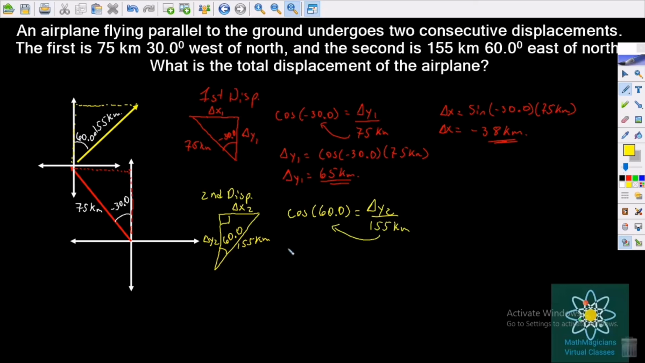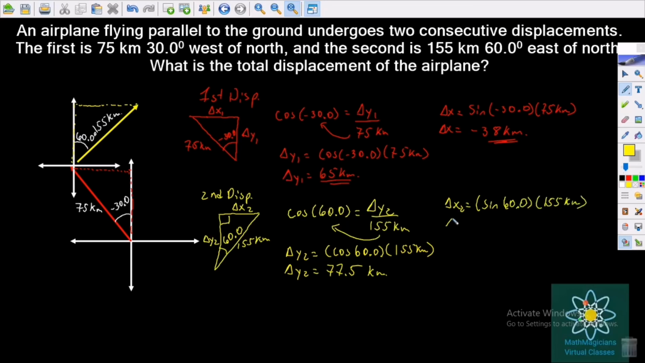Procedure is the same again. Delta y2 is equal to the multiplication of cosine of 60.0 times 155 kilometers. We plug this in our calculators, and I have 77.5 kilometers, we use three significant figures here. Since we use cosine for delta y, we're going to use sine for delta x. Sine of 60.0 multiplies 155 kilometers. We make this multiplication and my delta x2 would be, with three significant figures, 134 kilometers.